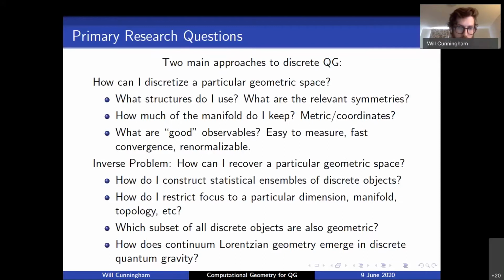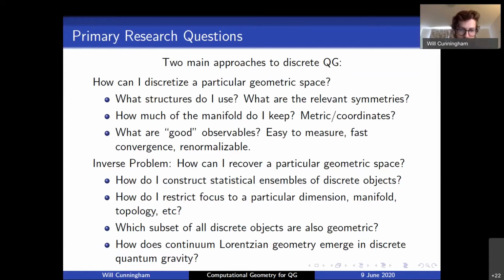And a key part of this is, like I said, understanding which subset of all discrete objects are also geometric, because we do not expect, for instance, all random graph structures to represent some manifold. Perhaps in some arbitrarily high dimension that may be true, but it's in general something that's not relevant physically. We are, of course, interested in 2 dimensions, 3 dimensions, 4 dimensions, not something like 100 dimensions.